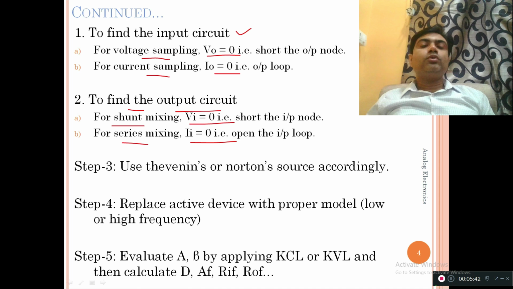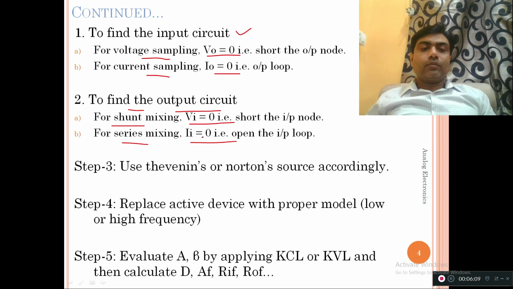So likewise, you can remember, as I already told you many a times earlier also, that mixing and sampling are two different things, and we have to remember with the basic concept that sampling and mixing are of opposite nature, and accordingly we have to follow these steps when we are drawing the input and output circuitry.